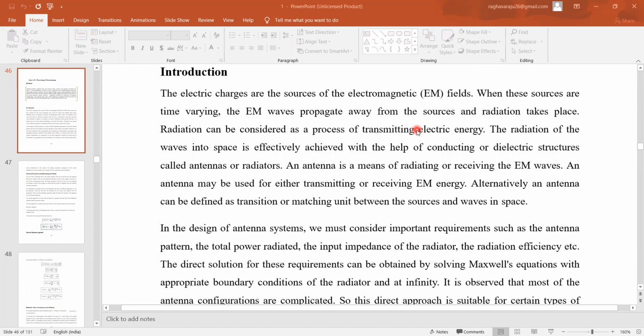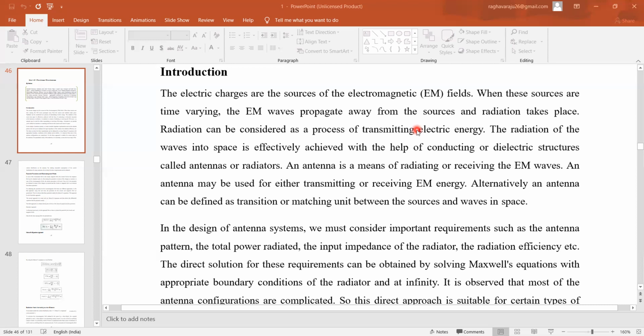This radiation in free space or open-ended medium can be achieved with the help of some radiating body, especially called radiators or antennas. This antenna is able to radiate or receive electromagnetic waves. These antennas may be helpful either for transmission or for receiving electromagnetic energy. This electromagnetic energy between transmitter and receiver is said to be in perfect synchronization. Then you are able to achieve a matching network between transmitter and receiver.